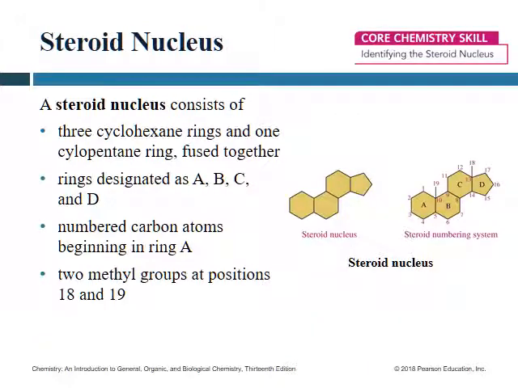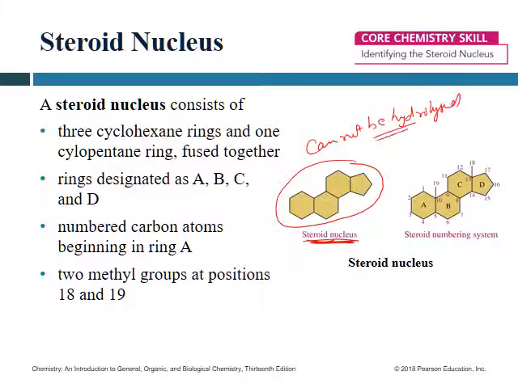So now let's talk first about the steroid, right? What is a steroid? A steroid is a fused ring of four carbon rings, right? So that's your steroid nucleus, and this steroid nucleus cannot be hydrolyzed, right? And then you can label all these four rings as A, B, C, and D.